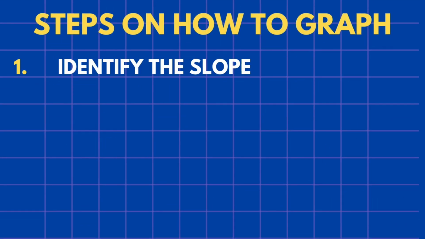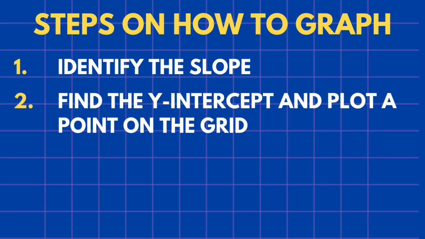Before going into an example, let's outline some steps to help graph a linear equation. Step 1. Identify the slope m. When looking at an equation, m is always before the variable x. Step 2. Find the y-intercept and plot a point on the grid.